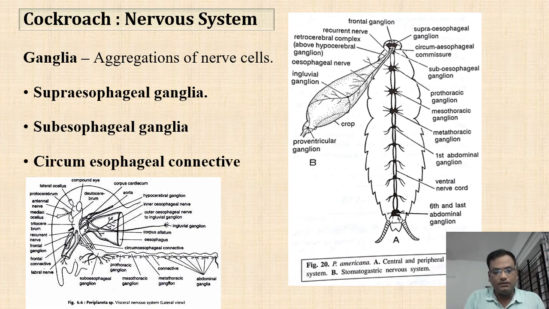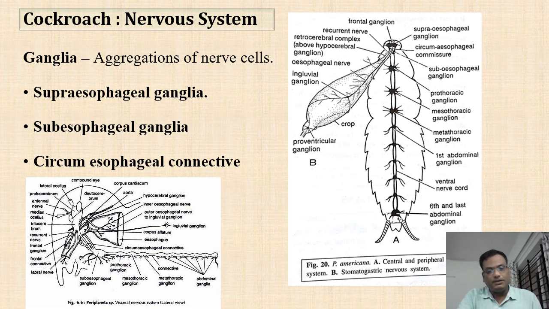The only difference is in higher animals like vertebrates, we find brain only in the head region. Whereas in the insects like cockroach, we find ganglia distributed throughout the body. So you can see the ganglia in the head, you find ganglia in the thoracic region and abdomen region also. So that is why ganglia are slightly different from the brain of higher animals. We already studied the different ganglia like supraesophageal ganglia, subesophageal ganglia, and the circumesophageal connective.